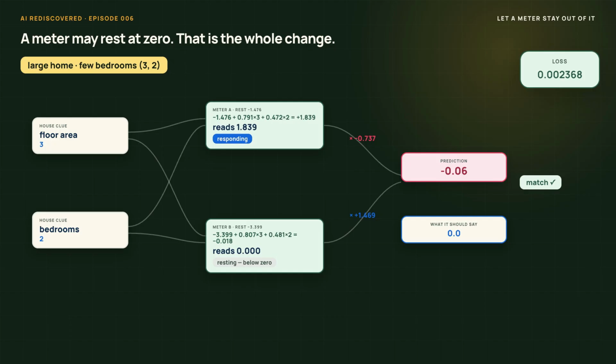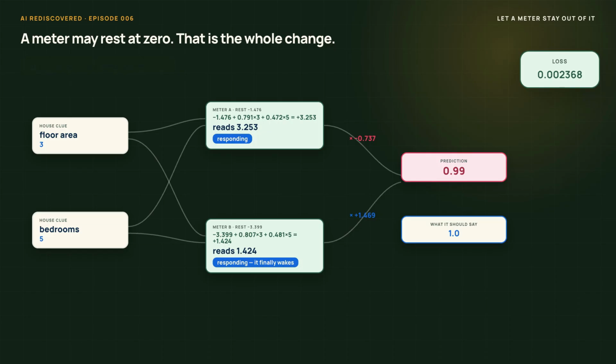And look at what the meters became. This one stays awake for everything, carrying the broad trend. This one rests for 3 of the 4 houses and wakes only for the large home with many bedrooms. Nobody named that pattern. No connection was aimed at it. It appeared because it lowered the error.